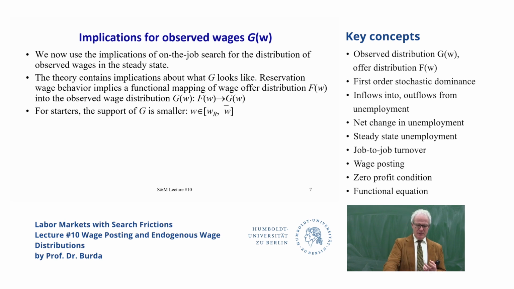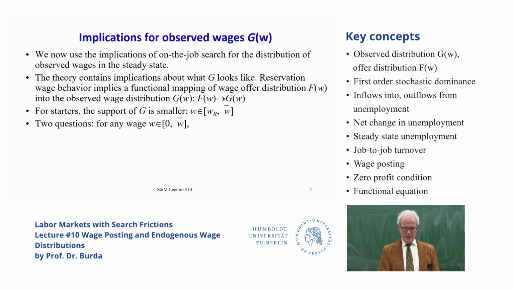And we can make some observations from the beginning. We know that workers, just by construction, will not accept wages below the reservation wage. That's what reservation wage means. Okay, so we know that the support of G is going to be smaller. And if you have a smaller support and you have an upper bound, then something has to happen in between. So we can ask this question: if you take any wage on that implied G distribution, what can we say about it?